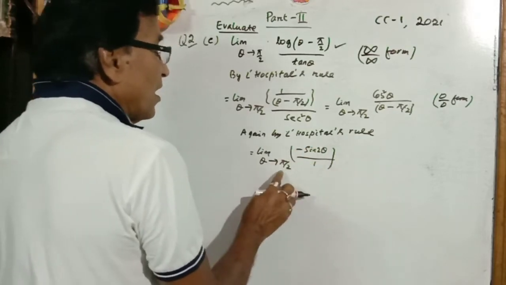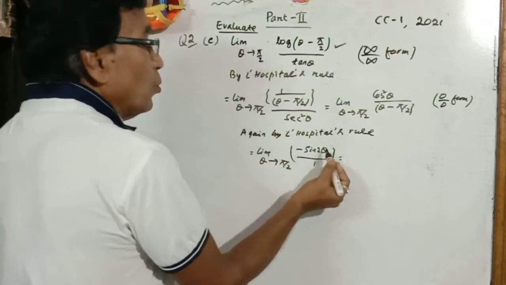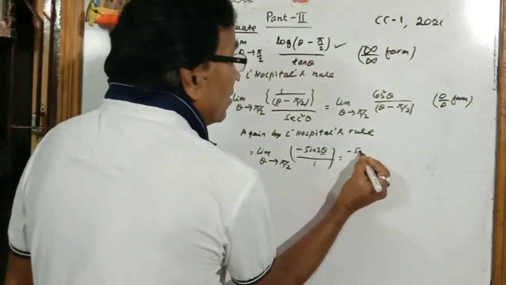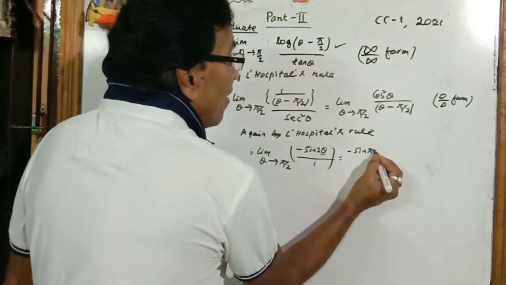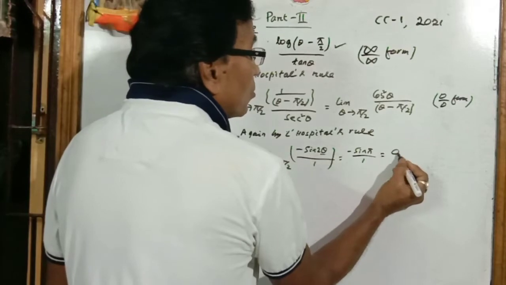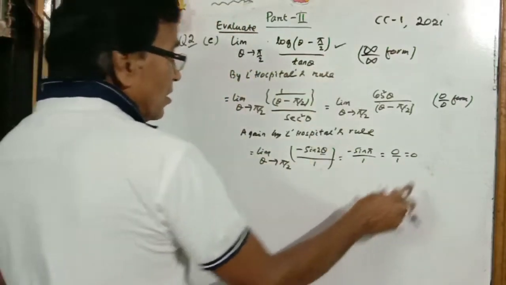So when theta tends to pi by 2, 2 theta tends to pi, so it is minus of sine pi divided by 1, and we know that sine pi is equal to 0, so it is 0 by 1, that is equal to 0. So the limit of this is equal to 0.